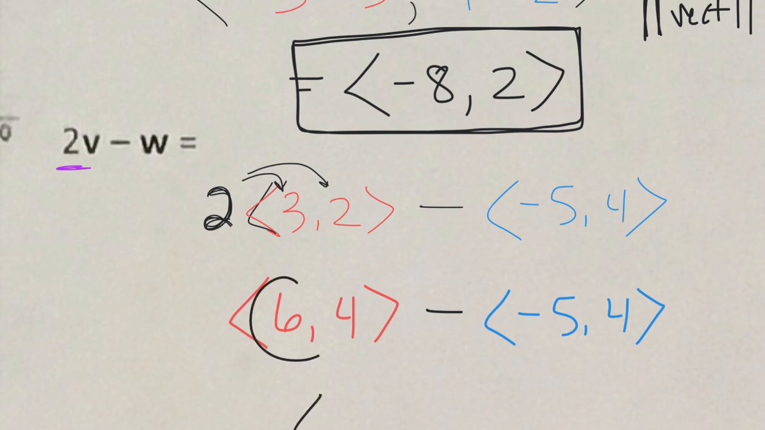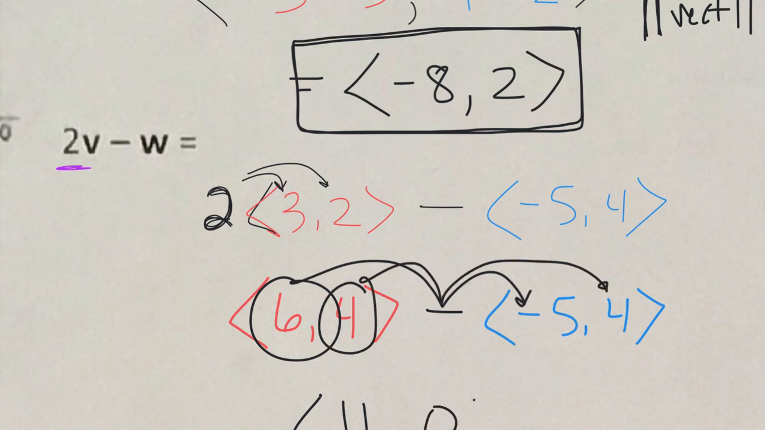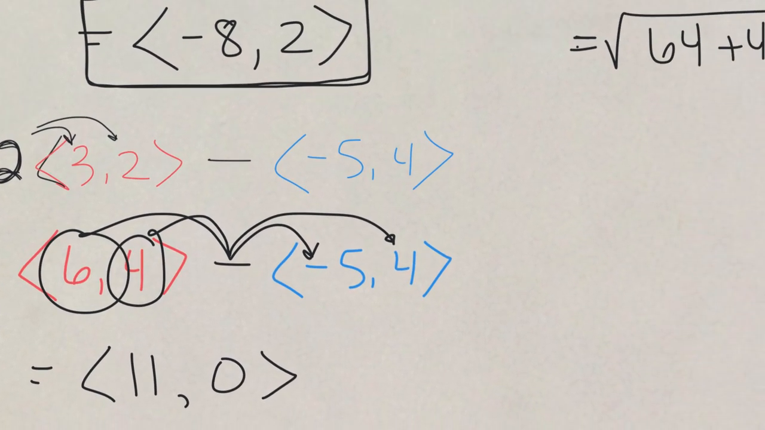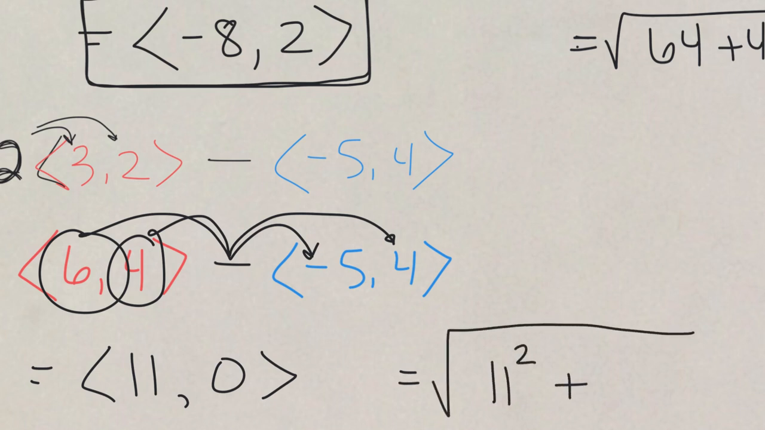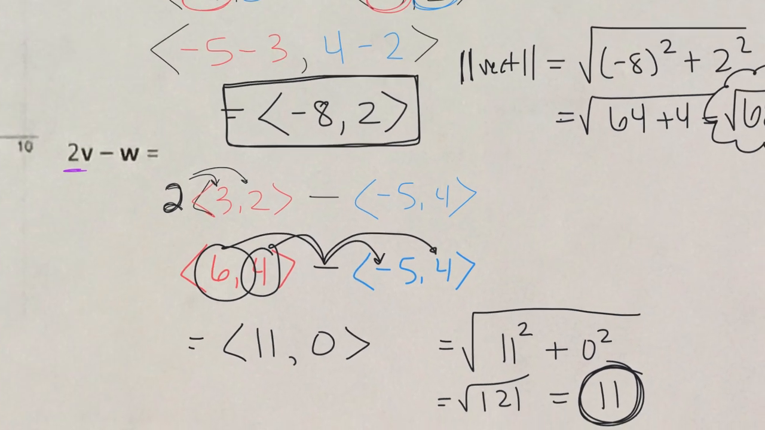We have 6 minus negative 5, which is the same thing as a plus. So 6 plus 5 is 11. And then we have 4 minus 4. 4 minus 4 is 0. So our resultant vector is the vector 11, comma 0, which the magnitude of is pretty easy to calculate in this case, because 11 squared plus 0 squared, well, that's just the square root of 121, which is back to 11. Okay, so 121 is a perfect square, so we can do that one.